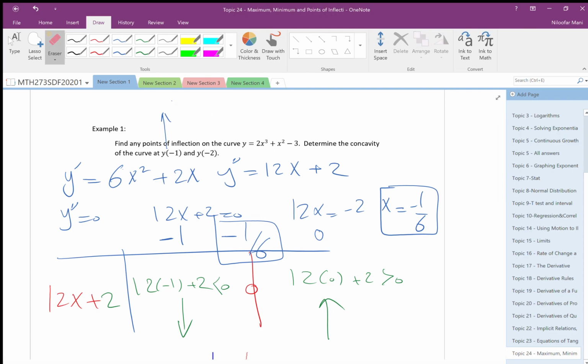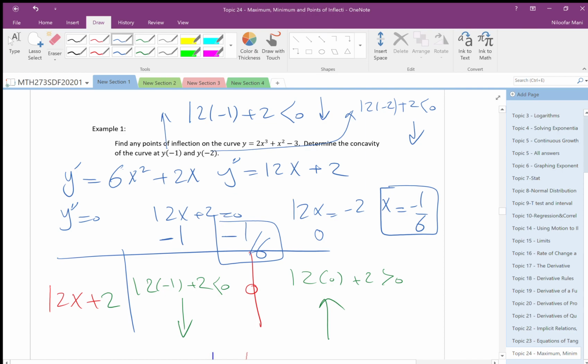I don't know what's wrong with this. Yes, 12 times minus 1. I hope nothing is wrong with the pen, as we will have issues. So 12 times minus 1 plus 2, which is negative, so concavity is down. And for this, 12 times minus 2 plus 2, which is still negative, so concavity is down for both of these points.